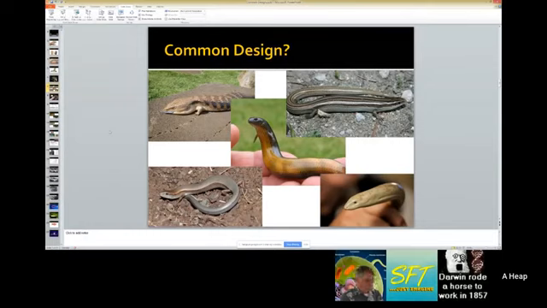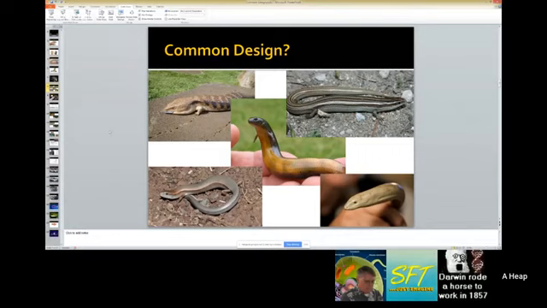So the one in the middle has got extremely reduced limbs to the point where they almost don't exist. They hardly use them. They've got long bodies that they move like a snake, and they have these tiny little limbs that don't really do much, to be honest. And these are all skinks.